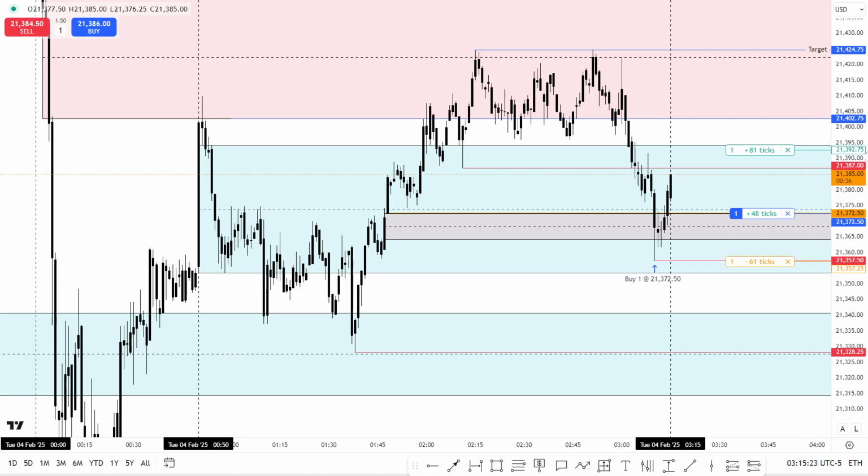And honestly, I don't like the drawdown. 61 tick drawdown is ridiculous. But there we go, as you can see, perfection. Right on time, right on price. That's what we're going to do this year. We're going to be right on time, right on price.